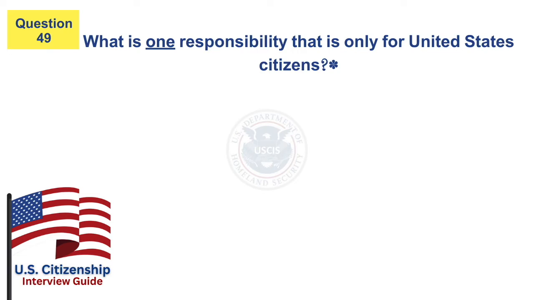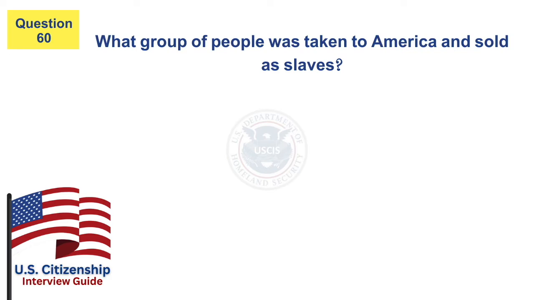What is one responsibility that is only for United States citizens? Serve on a jury. What group of people was taken to America and sold as slaves? Africans.